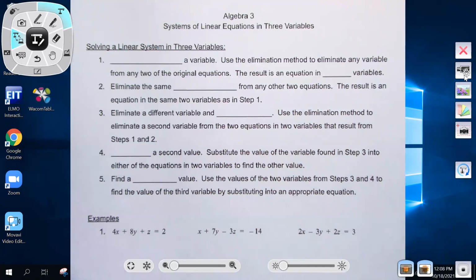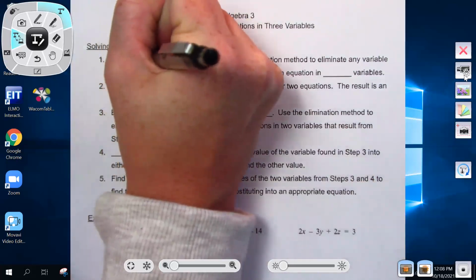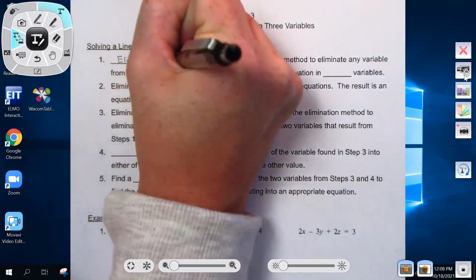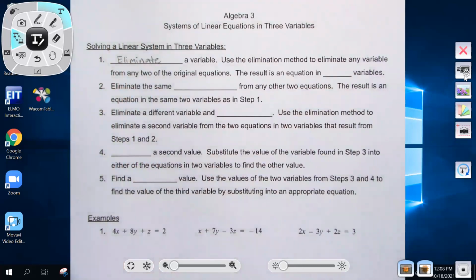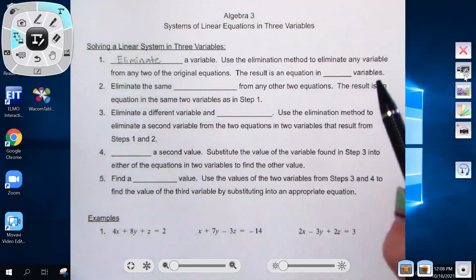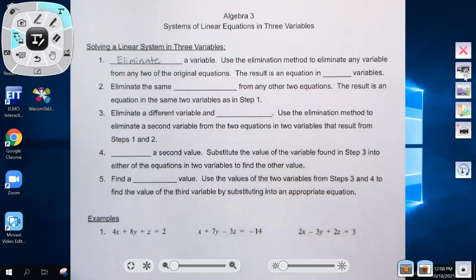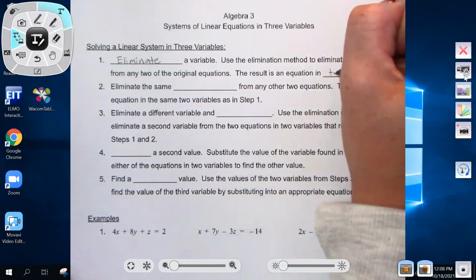Okay, so we're going to look at the steps that we're going to take before we work an example. So the first step is to eliminate a variable. We're going to use the elimination method, which you guys learned already, to eliminate any variable from any two of the original equations. That's going to eliminate one variable, which means you're going to end up with an equation in two variables.